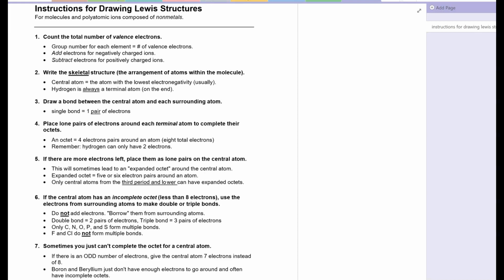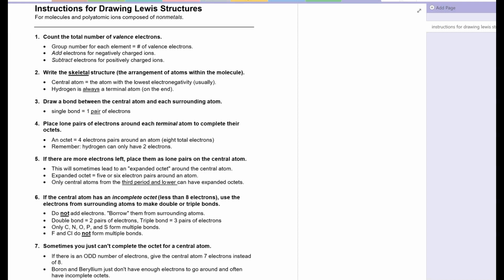Okay, so we've talked about covalent bonding, ionic bonding, metallic bonding. For covalent compounds, we call them molecules, and those molecules get Lewis structures. Lewis structures show how the atoms are covalently bonded together. There are instructions for how we draw these Lewis structures.